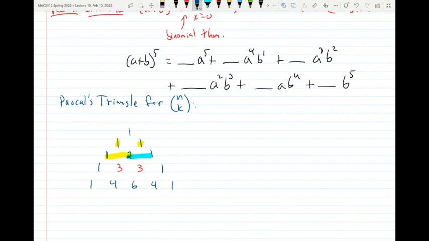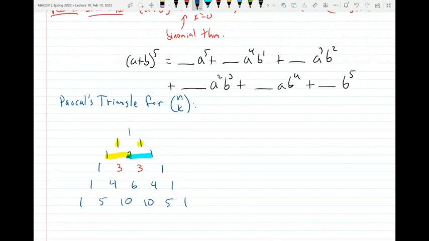Does that make sense? Yes. Do you understand what we just did? Let's do one more. What are the numbers? 5, 10, 10, 5. Do you understand how we are building this triangle? Yes. And so on, okay?